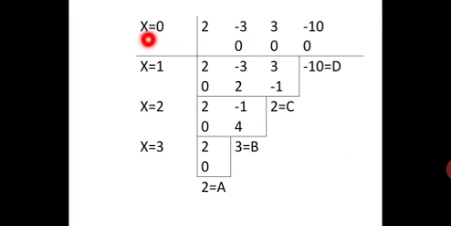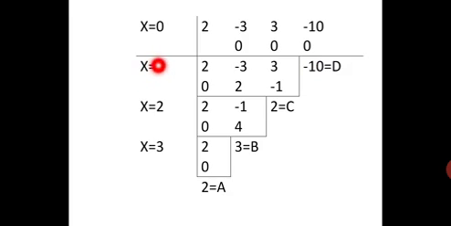Now, taking synthetic division with x equals 0, the coefficients have been written here. This is 2, 0, 2 into 0 is 0. Simplifying this, it will be minus 3. 0 into minus 3 is 0. Adding 3, and 3 into 0 is 0. Simplifying this, it will be minus 10. Now next I will take x equals 1.